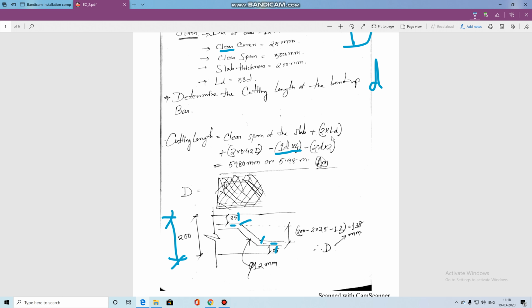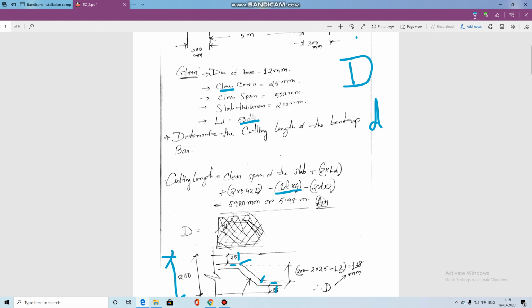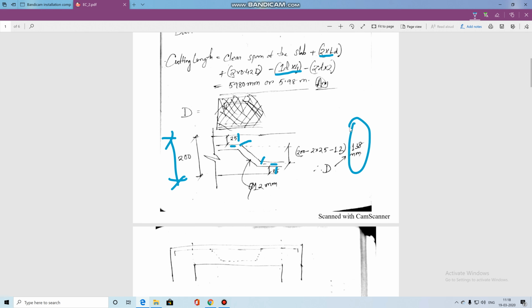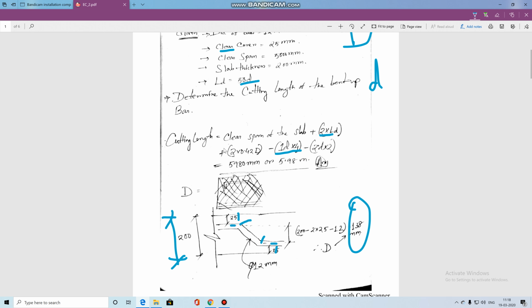Now I can calculate the cutting length, that means clear span 5000, plus 2 into LD. LD is 50 D. Okay, 50 D means what? I have not shown the detailing over here. You can take a copy and calculate. LD is 50 D, so D is 12. So 50 into 12 into 2. Just put the value over here. Plus 2 into 0.42 D, and this D comes from this 138. You should think about one thing: whenever you put a value, you should maintain the unit.